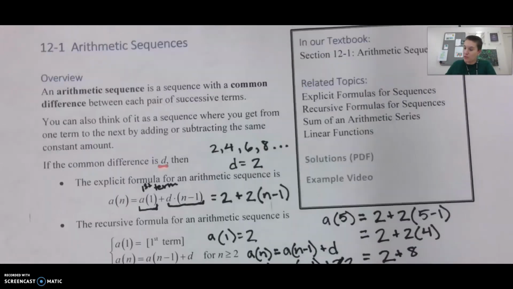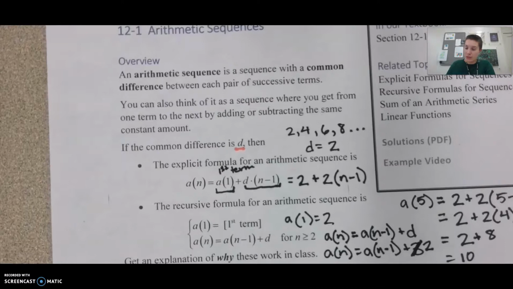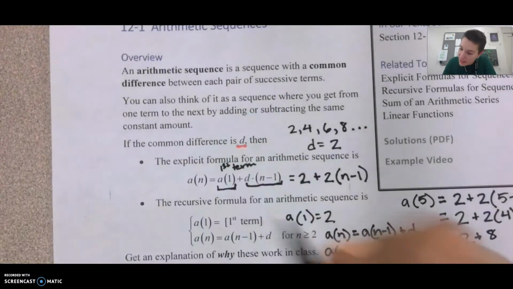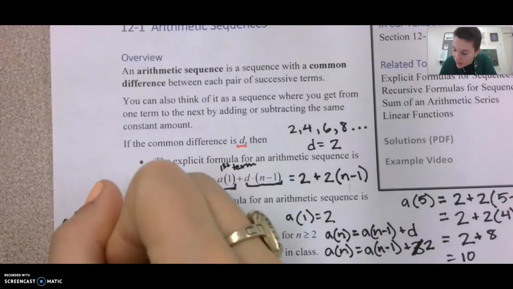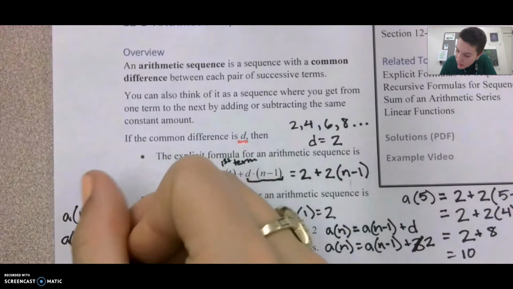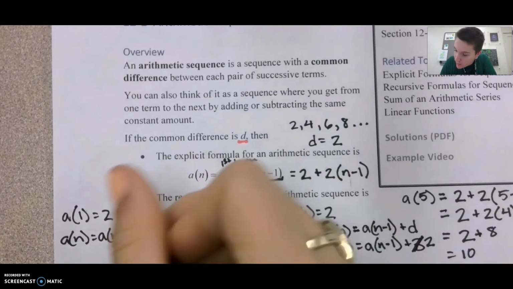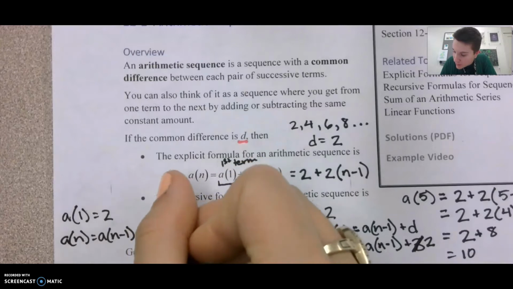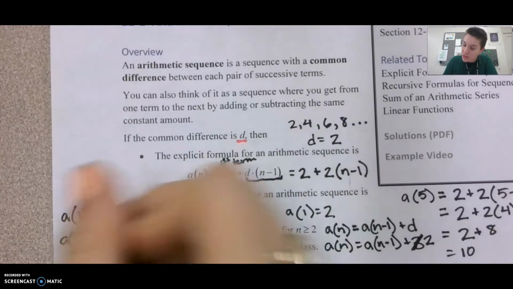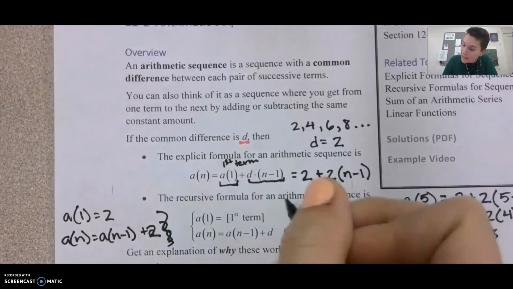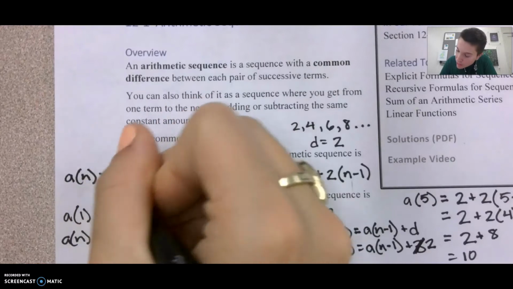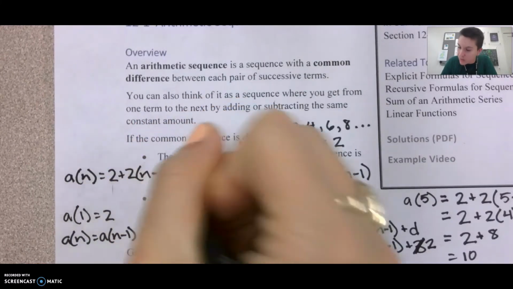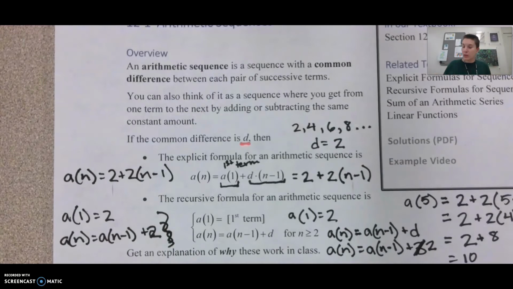Since this ended up being a little messy, I'll write the actual recursive formula over here. The recursive formula for this guy is a of 1 equals 2, and a of n equals a of n minus 1 plus 2. So this is the recursive formula, both parts. And then again, the explicit formula is simply a of n equals 2 plus 2 times n minus 1. All right, so next video we'll go through these examples and then turn you out on your own to do the next page of examples.